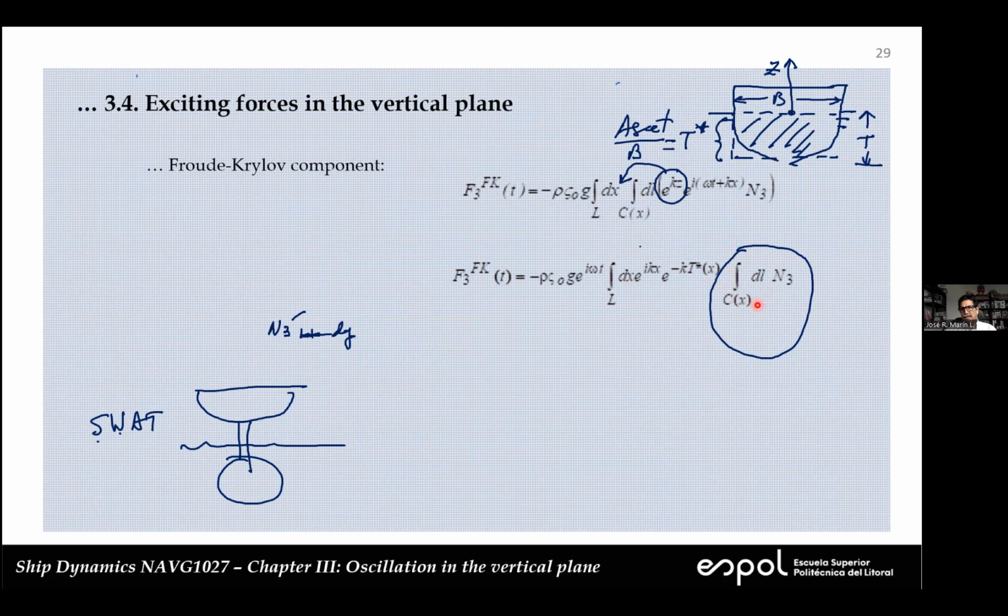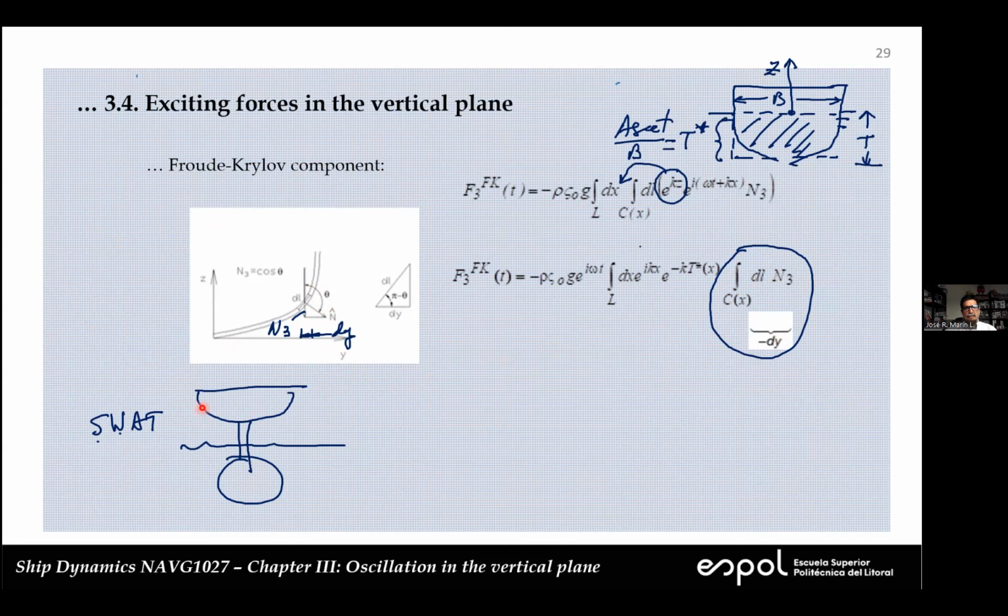Now, after we do this integral, it could be simplified. This N3 is the cosine in the vertical direction of the normal. And dl N3 is the negative of dy. So if we have this negative, then we can integrate this and get the integration of dy.